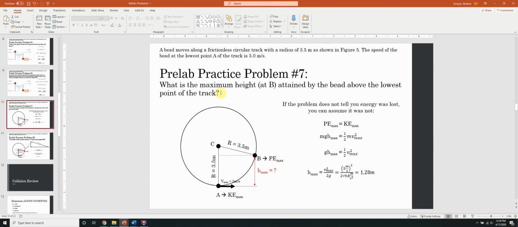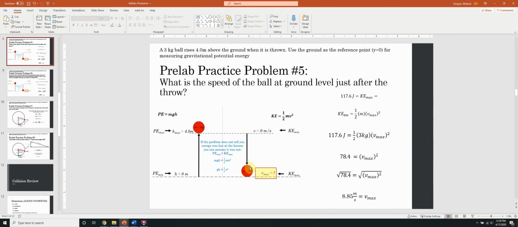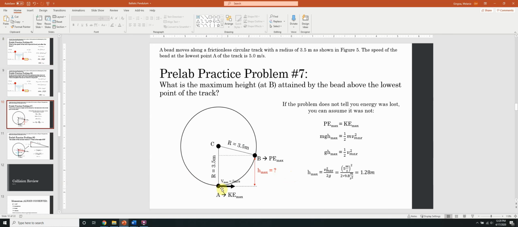So you can see in this picture, I filled in our given information. So they told us the speed of the ball at the lowest point A is equal to 5 meters per second. So you'll notice that I put that this is V max. That's because if you remember from our previous slides, down here at the bottom, this is where kinetic energy is at a maximum. So the same is true even on a circular track, right? At ground level, or at point A, that is where our kinetic energy is going to be at a maximum.